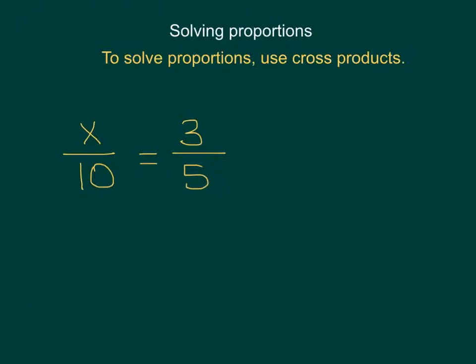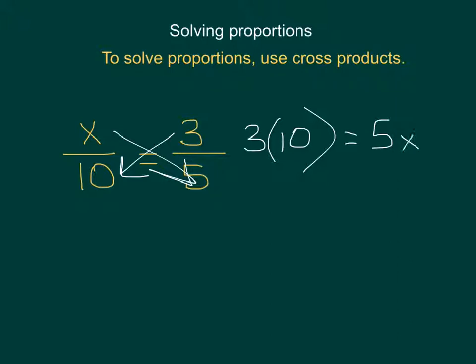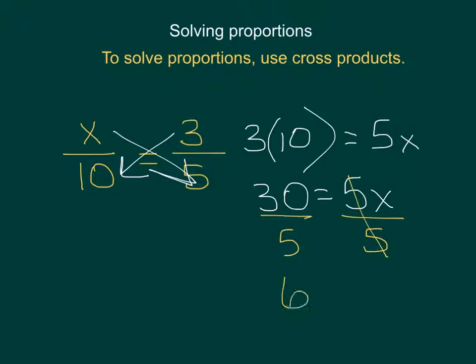So when we are solving proportions, you can also use cross products, just like we did in some of the previous examples. You cross your numerators to your denominators. So we crossed and we had 3 times 10 equals 5 times x. 3 times 10 equals 30, and your 5x is left. Now you can begin to solve for your x. You divide both sides by 5, which leaves us with 6, so x equals 6.